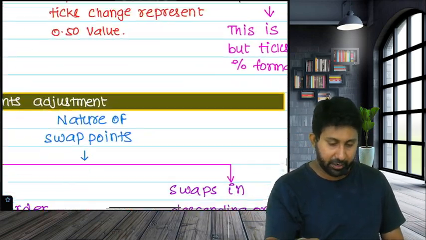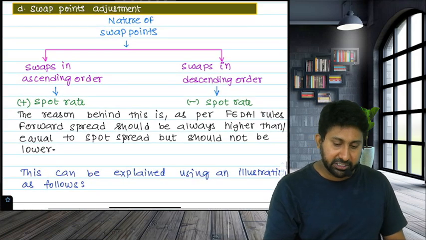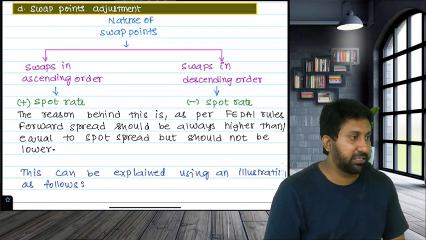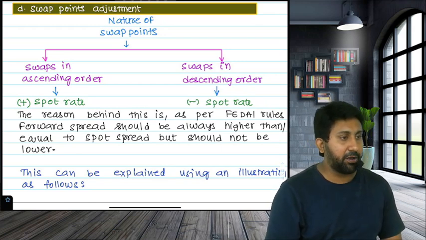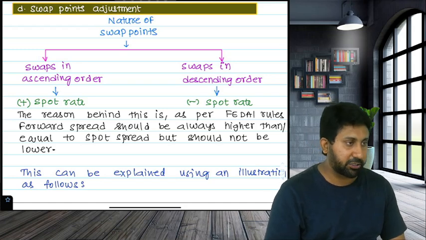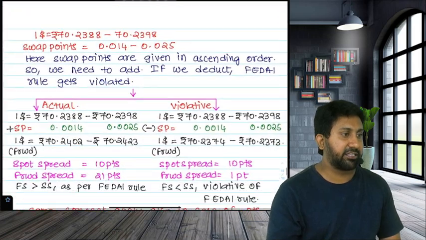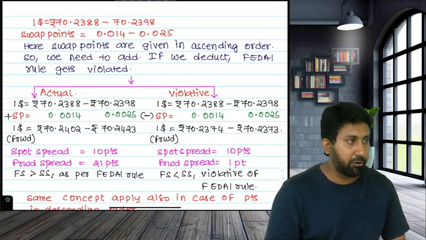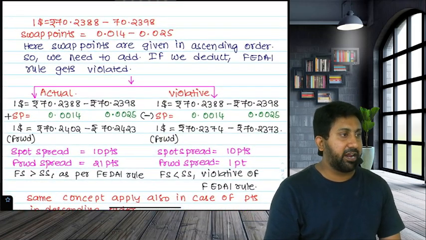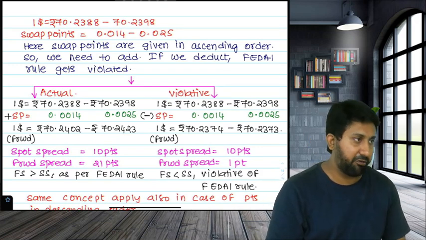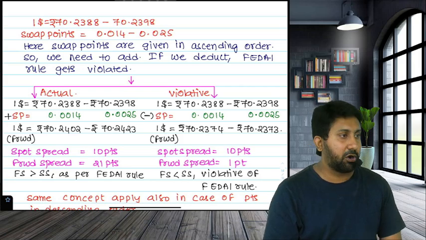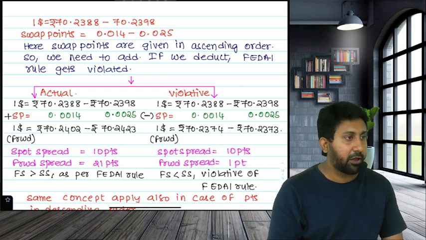Next, swap points adjustment. Nature of swap points: swaps in ascending order, add; swaps in descending order, deduct. The reason is, as per FEDAI rules, the forward spread should always be higher than or equal to the spot spread, but should not be lower. This can be explained using an illustration. $1 equal to rupees 70.2388-70.2398. Swap points 14 and 25. Here swap points are in ascending order, so we need to add. If we deduct, FEDAI rules get violated.